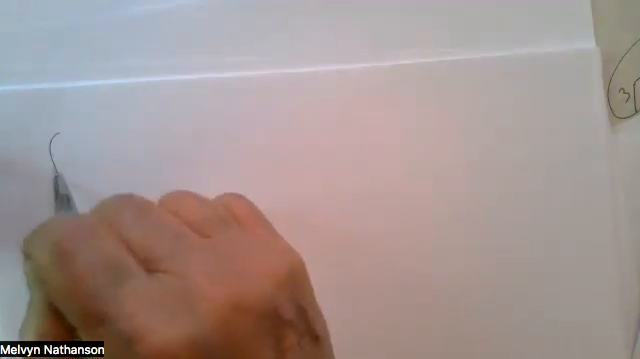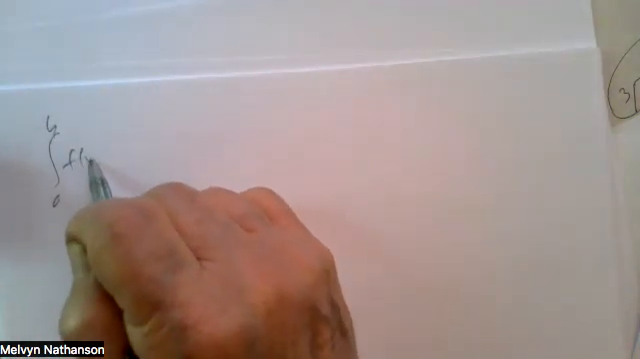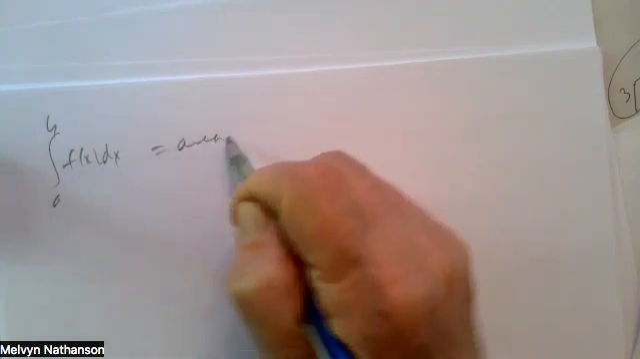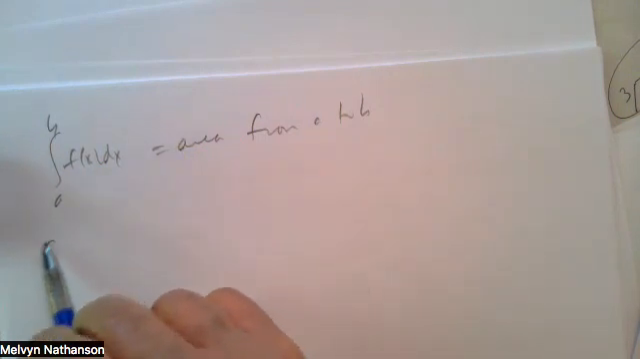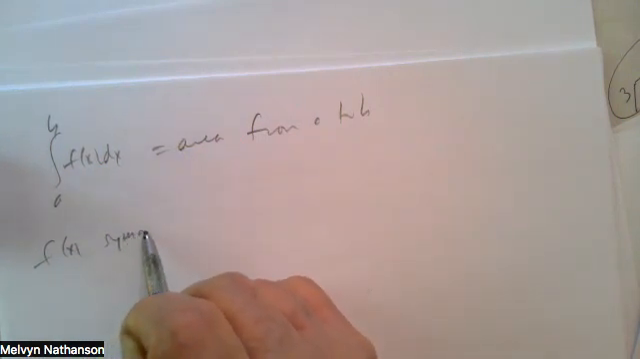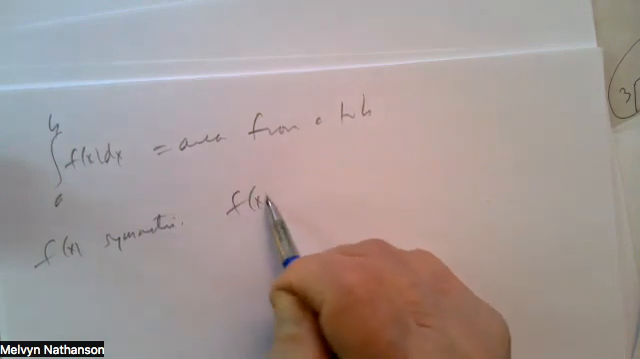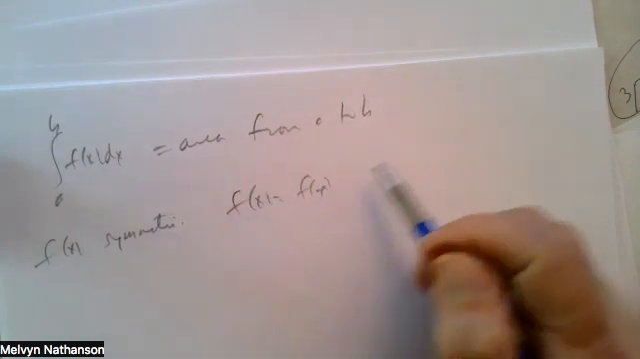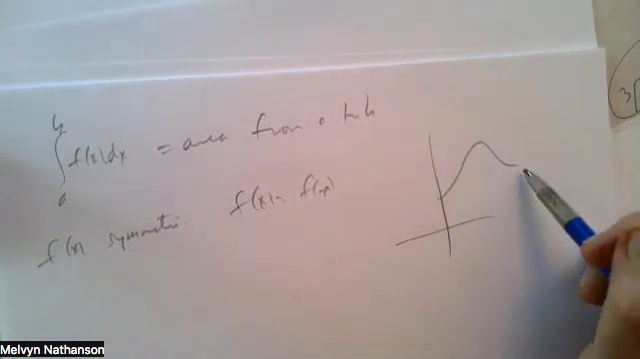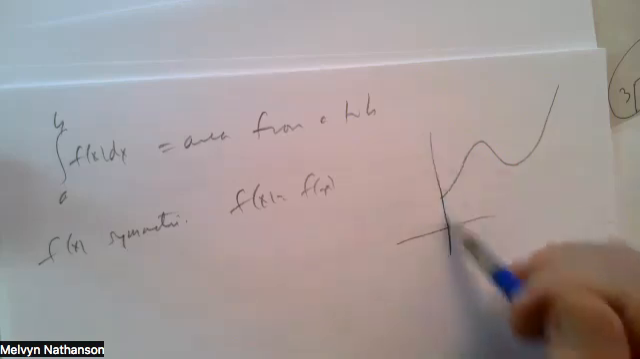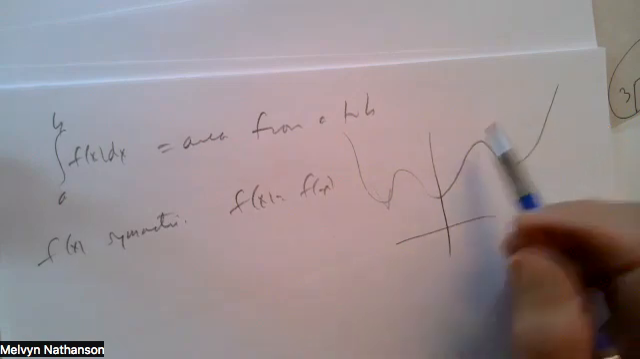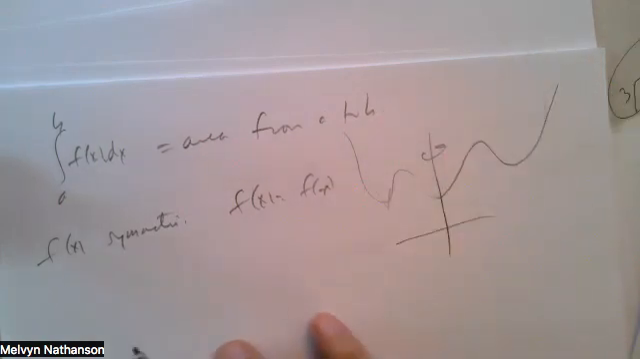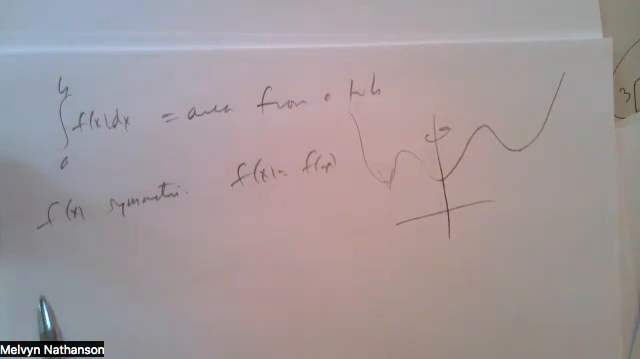By the way, the fact that this definite integral is the area under the curve from a to b says the following. Suppose f of x is symmetric. That means f of x equals f of minus x. So when you graph this function, whatever it looks like to the right of the y-axis, it looks the same to the left. I can't draw it very well, but if you were to reflect this curve around the y-axis, you would get the same curve.